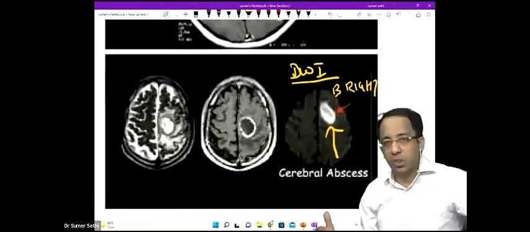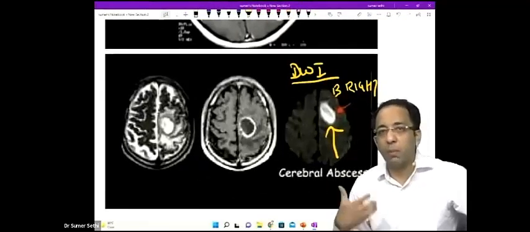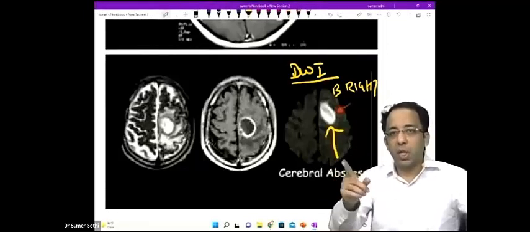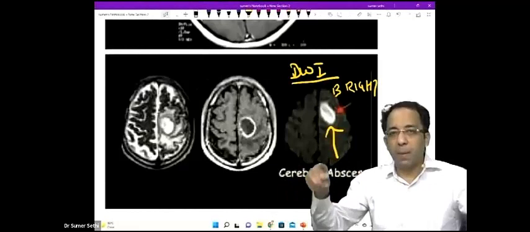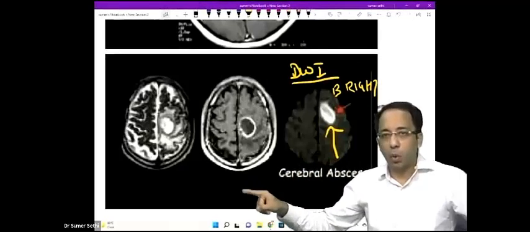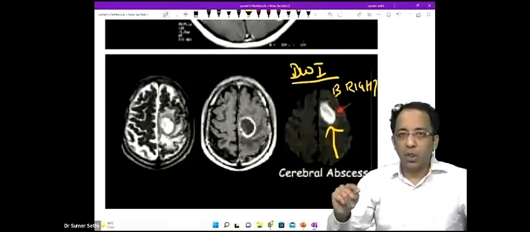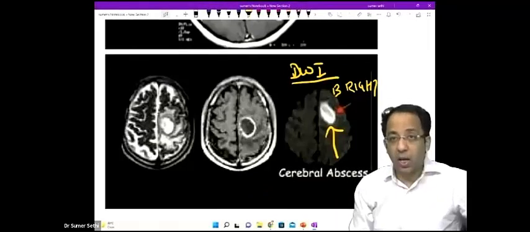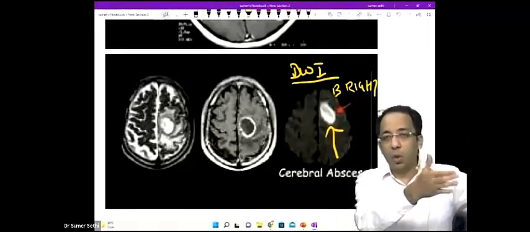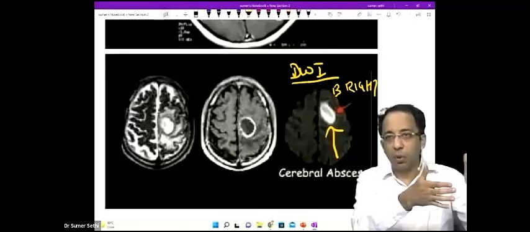If hematogenous, the most likely location would be the gray-white matter junction. That is true not only for abscess, it is also true for metastatic lesions and tuberculomas. And another point I thought we should make here is that if you are looking at an abscess, we should know the stages of evolution.